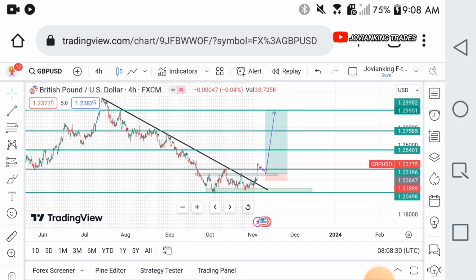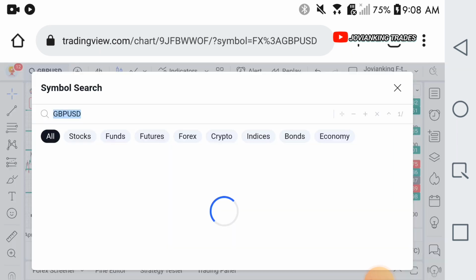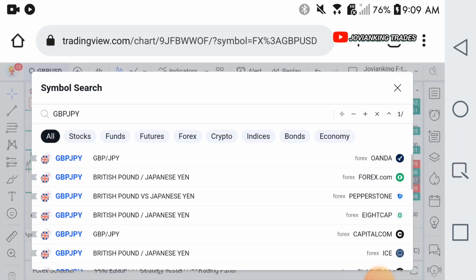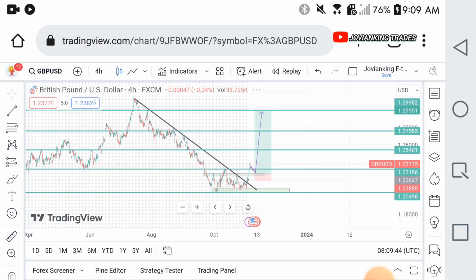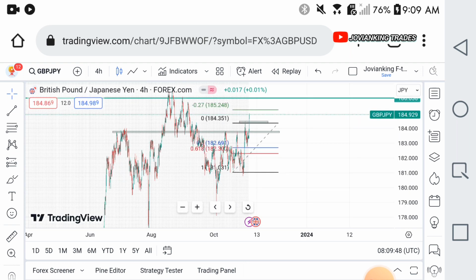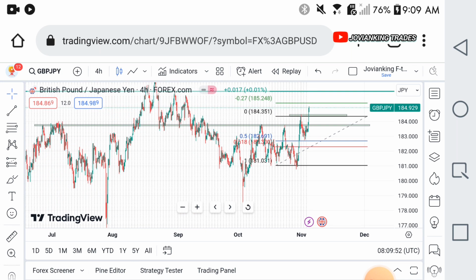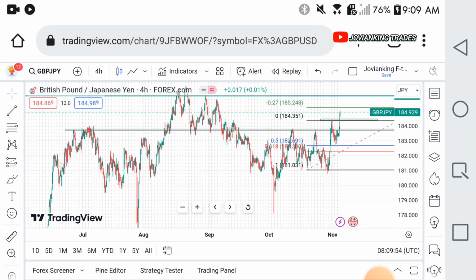Then I have a second setup which I will be sharing with you, the GBPJPY. So the next setup I have here is GBPJPY. Then on GBPJPY, my first setup has perfectly played out.